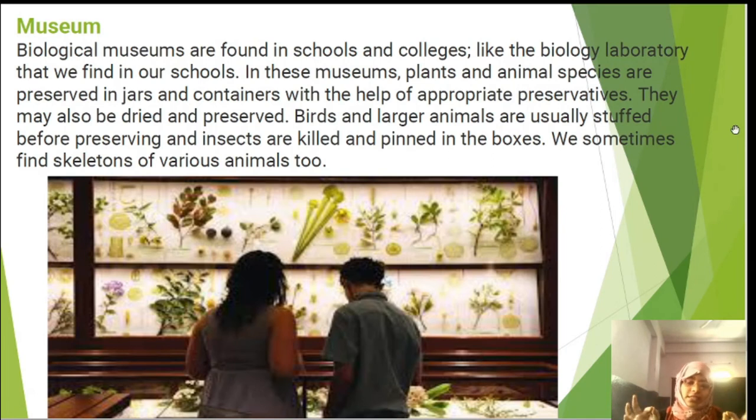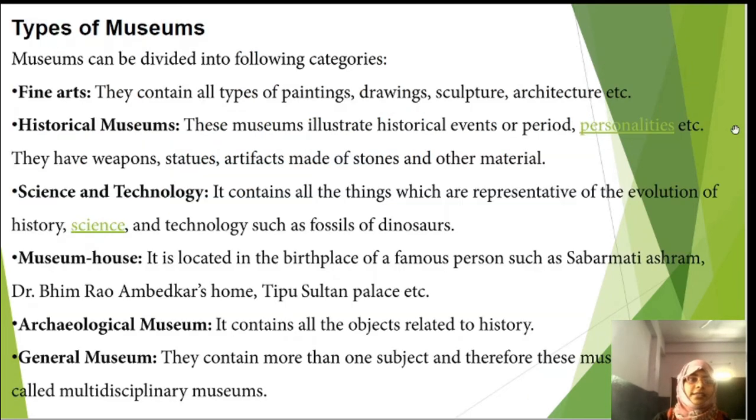Okay, pinned in the boxes. For example, a butterfly: you can open the wings of a butterfly and pin those butterflies into a box-like material. Also, we sometimes find skeletons in the specimen boxes. You have a glass jar-like structure in which you can see the animal pinned to some glass material or some box-like material, some cardboard material. And on the bottle it is written about the animal, its name, its class, where it belongs to, its habitat, etc. So next, types of museums.